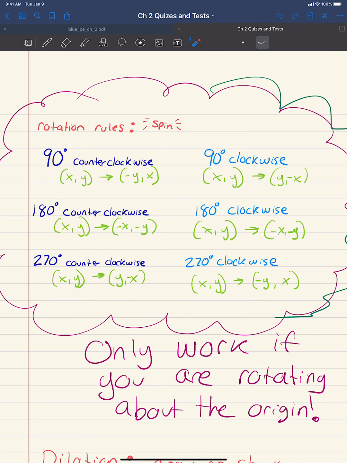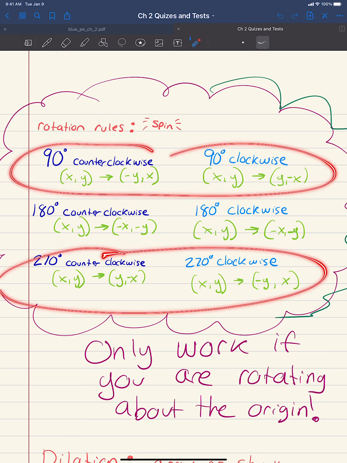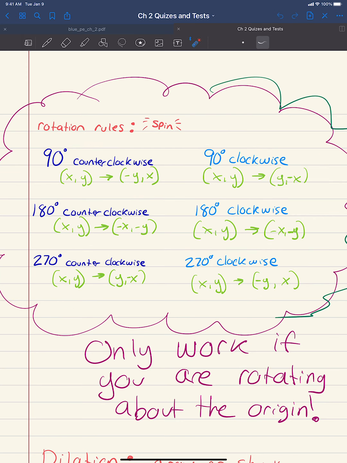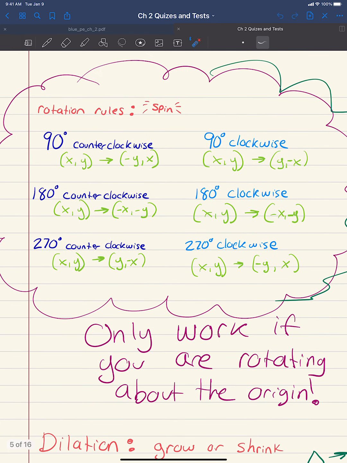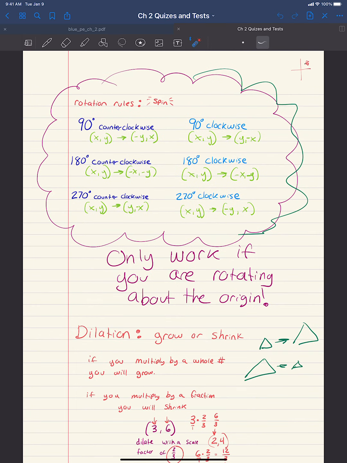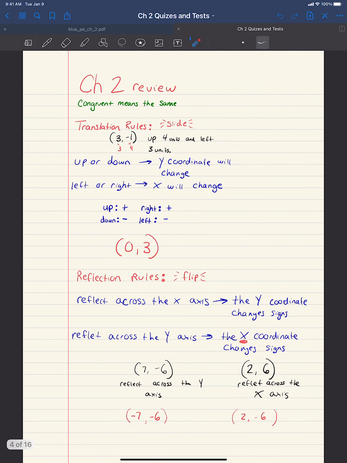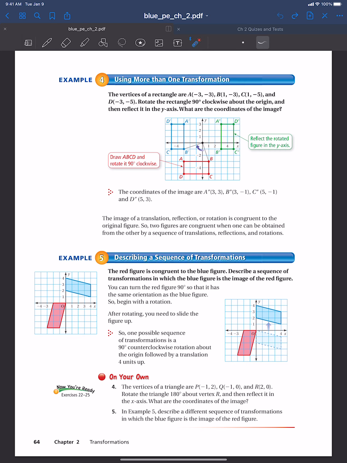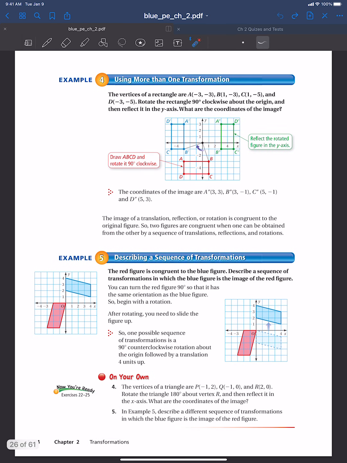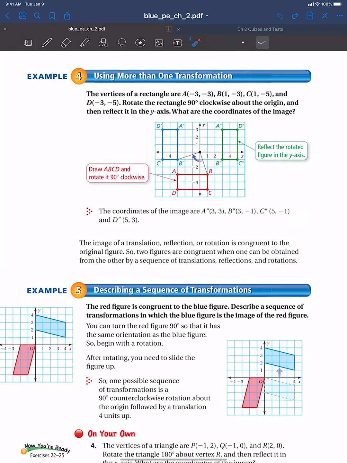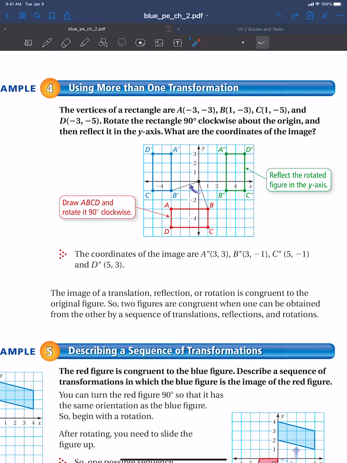Don't forget that the x comma y switches for most of the rules, and then either the x turns to its opposite or the y turns to its opposite. Now, remember, the big thing about these is it only works if you are rotating about the origin, okay? So those were the rules that we learned Friday. I would like to go over the rest of chapter 2.4 with you guys right now. So go to page 64 in your book, and we're going to take notes on all of these, okay?